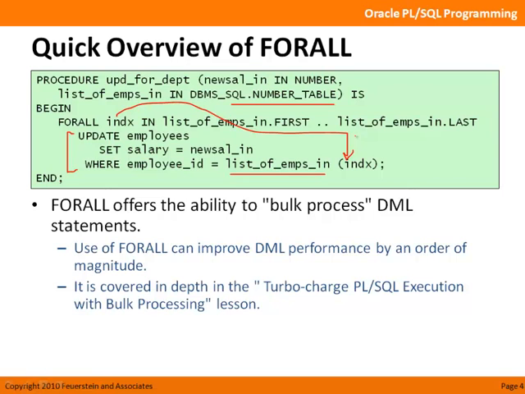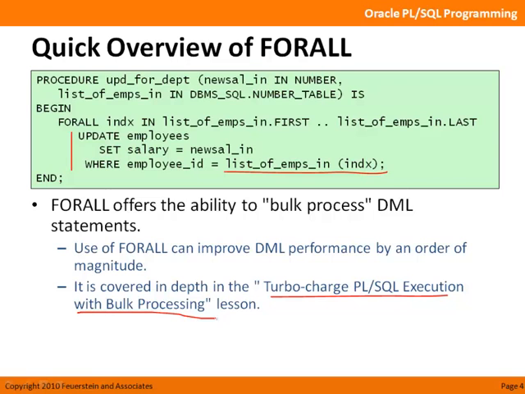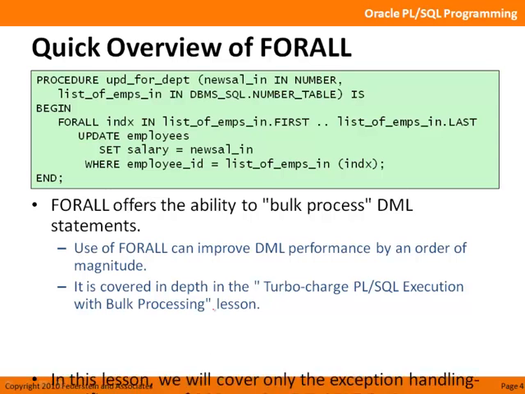After I construct this kind of statement, when executed, Oracle will batch up all the DML statements generated based on the number of elements in this list of employees, or whatever your array is, and then pass them over to the SQL engine in one context switch, resulting in pretty amazing improvements in performance. This statement is very important, and you're going to want to use it wherever possible and also understand it very thoroughly. It's covered in depth in the turbocharged PL/SQL execution with bulk processing lesson. That's not a part of this series, but you definitely want to check it out.